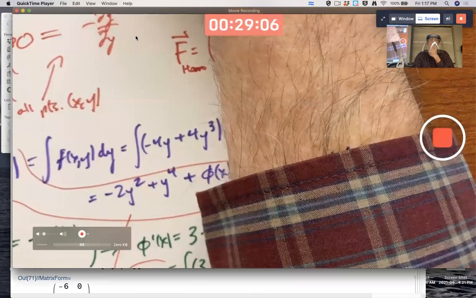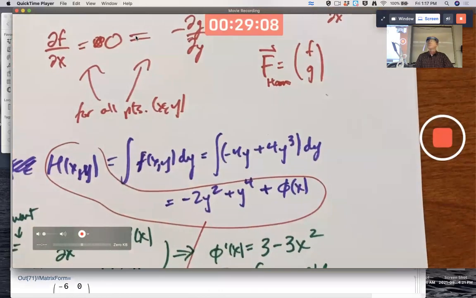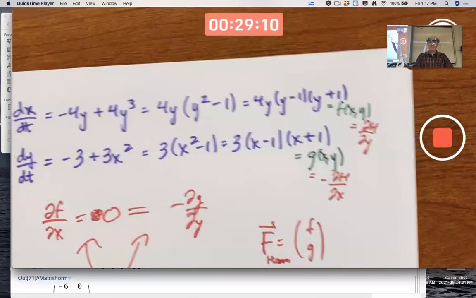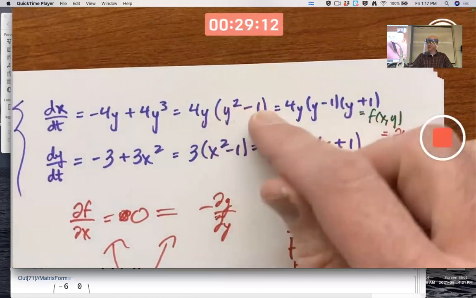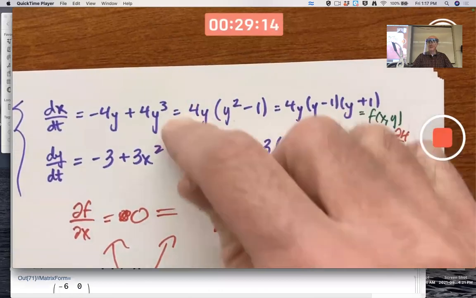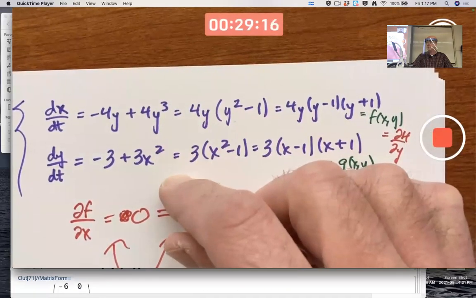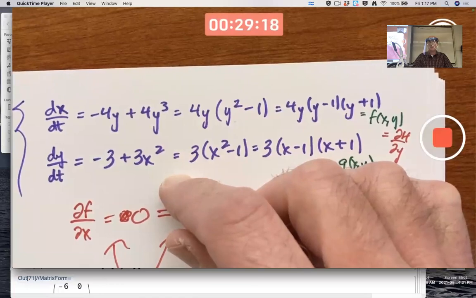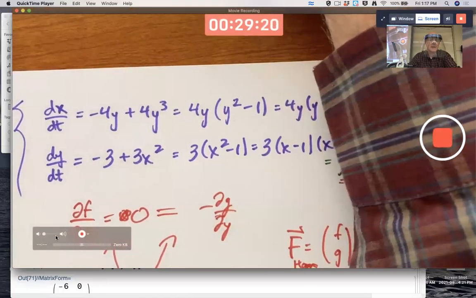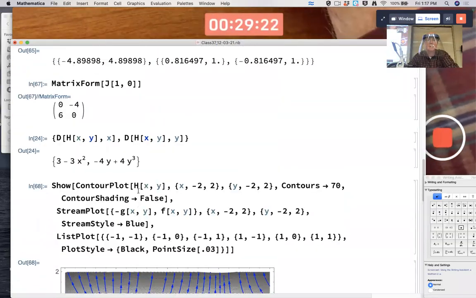Can I clarify anything? It's possible the system could be Hamiltonian and both the dx/dt and dy/dt equations could involve both x and y. That could have happened. Let's do a quick example in Mathematica where that happens as quick as we can here.